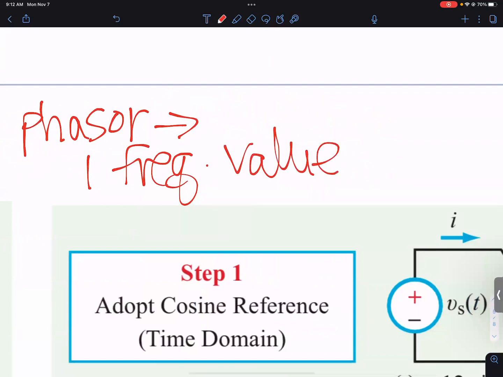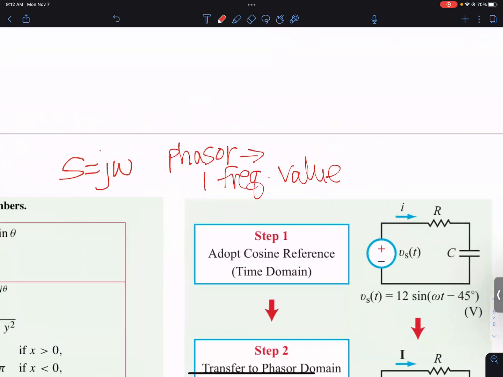So you're only finding it at one specific frequency value. When you do the Laplace, you are doing it in the S domain, which could be across any frequencies. So the Laplace gives you more information, but there's some insight we get from this phasor domain, and that's why we're going back to it, to be able to understand a little bit more about the characteristics of circuits. Does that help clarify the differentiation between phasor and Laplace?